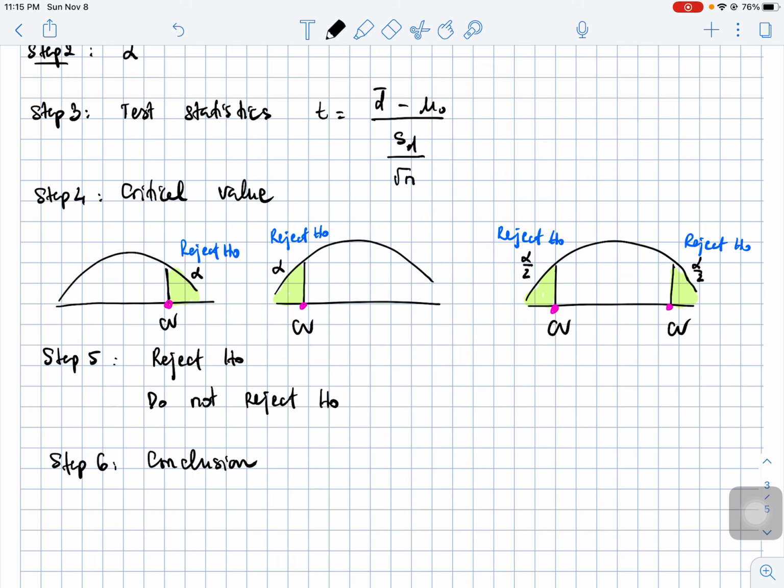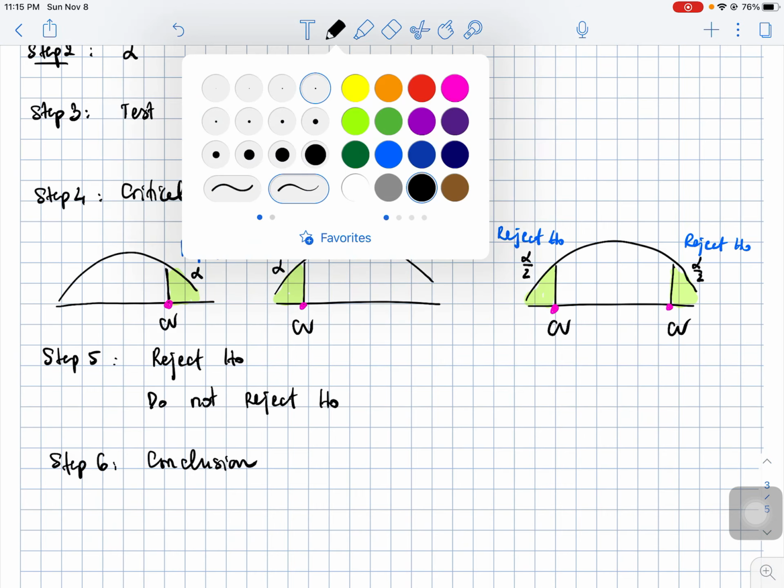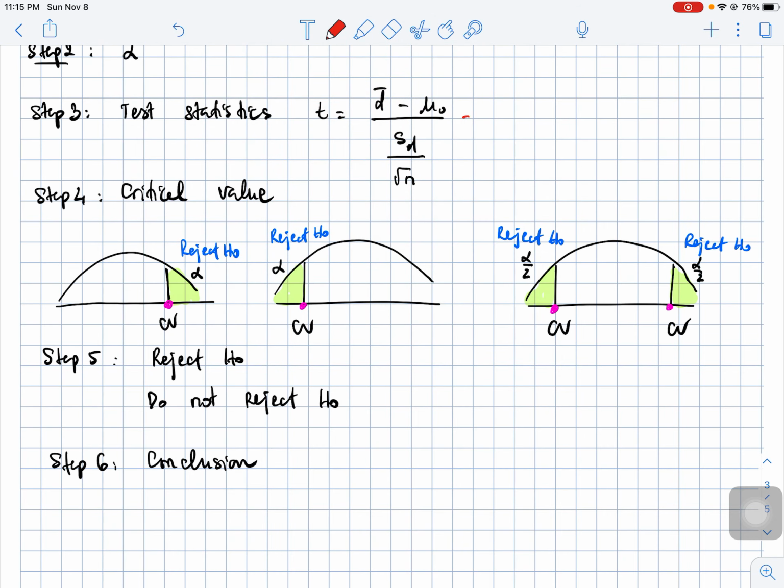So step number 5, we reject the null, or we do not reject the null. We'll use step number 3. We go back to step number 3. We got the answer, and then this number will land on the reject or do not reject null region. Then we choose the answer. And then step number 6, we will do the conclusion for that.